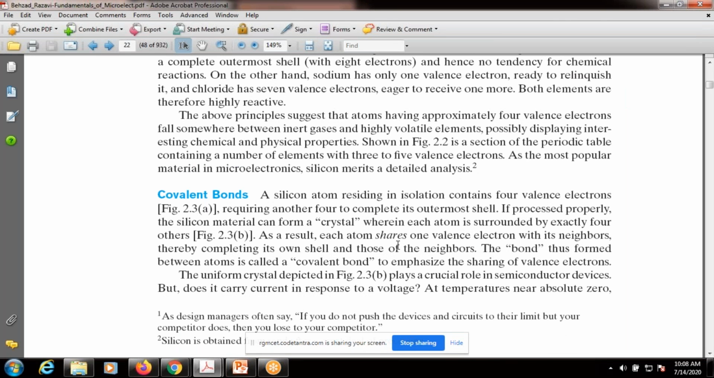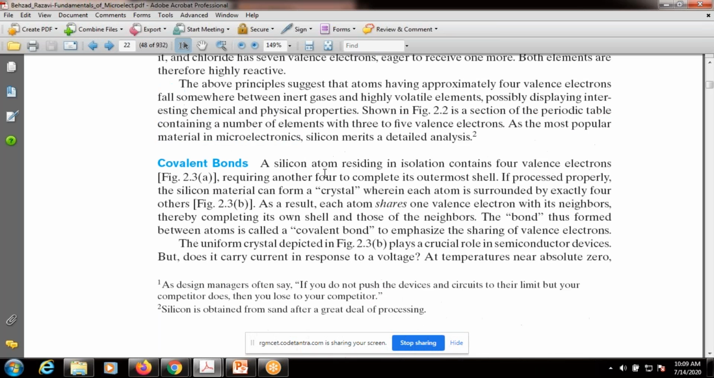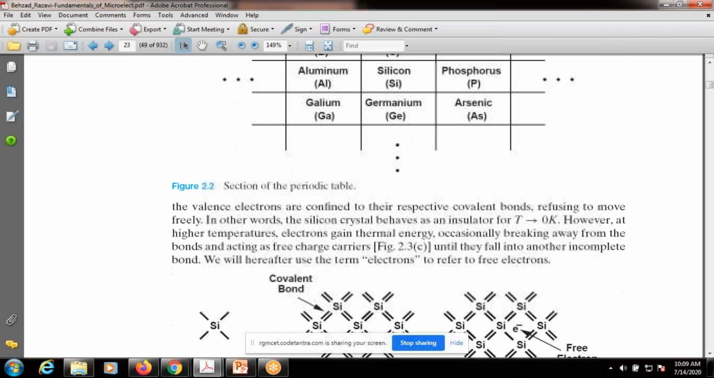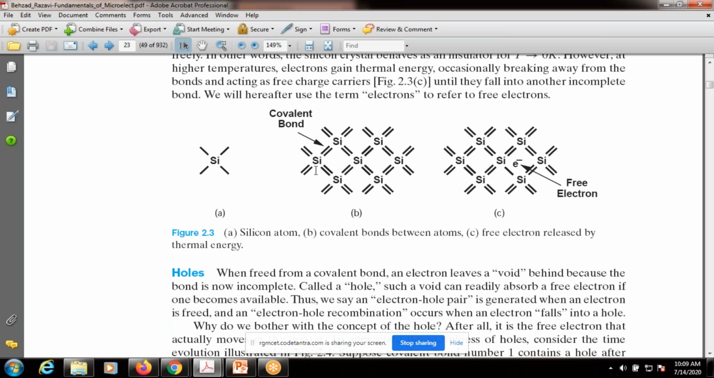And why? Because already we know that the atom's chemical activity is determined by the electrons in the outermost shell, which are called the valence electrons, and how to complete this shell. So that's why we mainly concentrate on valence electrons. And we also discussed how a covalent bond is formed.